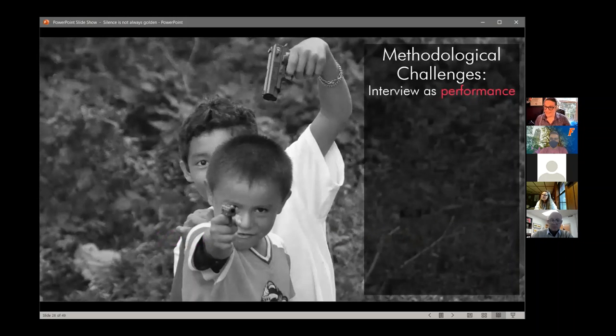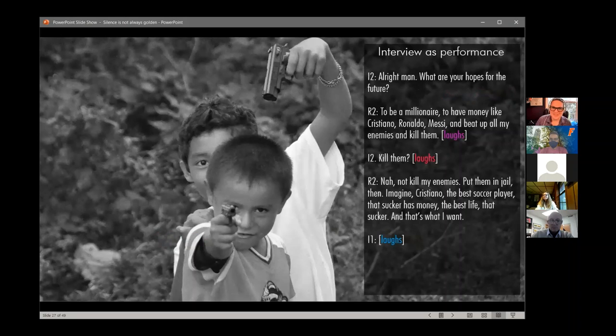So with that said, there are some challenges here. And these are known challenges for any method, but I think it's important that we unpack those for this particular method. So one of those is interviewer's performance, right? And so here's an example. These are two young men, and one says, all right, man, what are your hopes for the future? And he's just going to joke around. Like, I'm going to be a millionaire. I want to be like Cristiano Ronaldo or Messi. I'm going to beat up all my enemies and kill them, right?